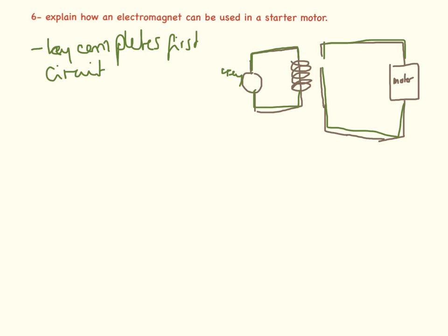And as it completes the first circuit, it turns on so it allows the current to flow through. And as the current's flowing through, the electromagnet turns on.